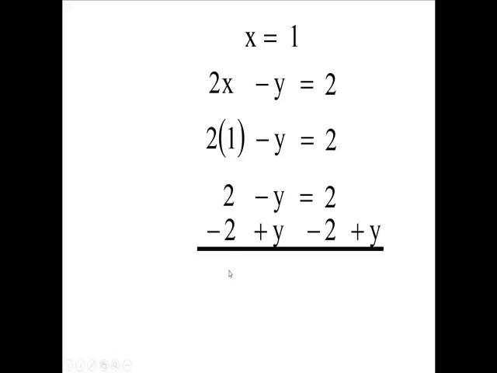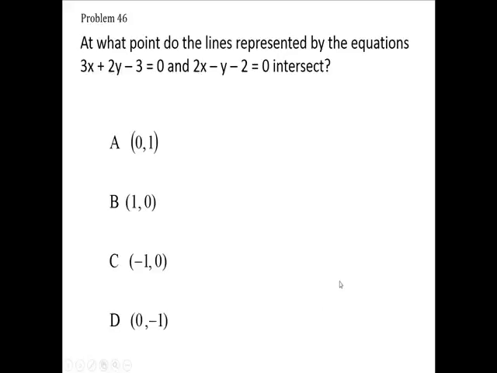2 minus 2 is 0. Negative y plus y is 0. This equals y. Remember, x was 1. Y is 0. X is 1. Y is 0. We're talking about answer B.